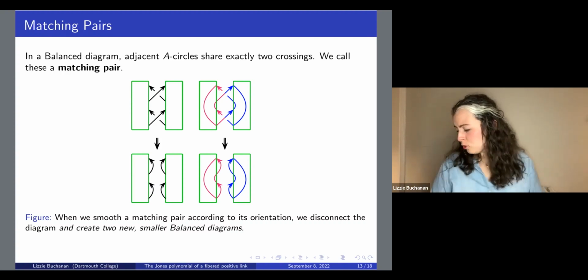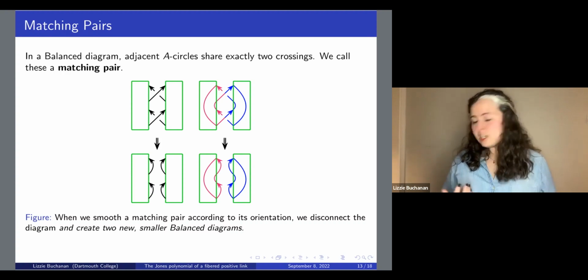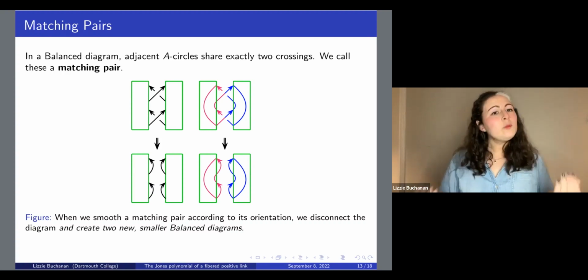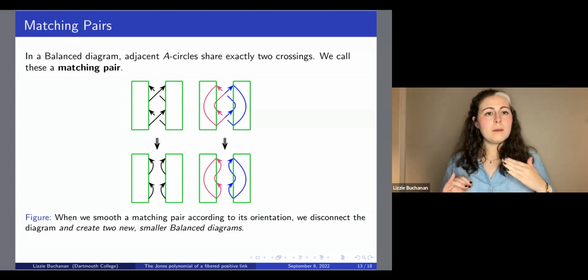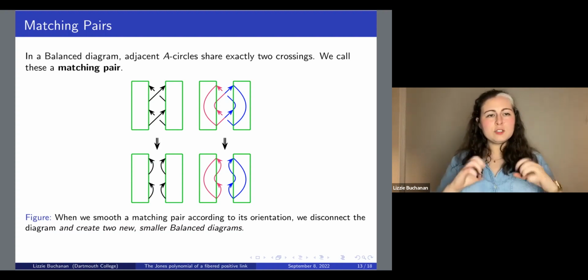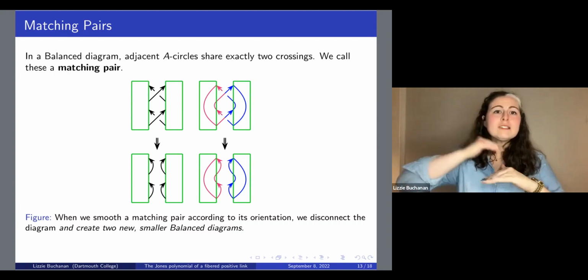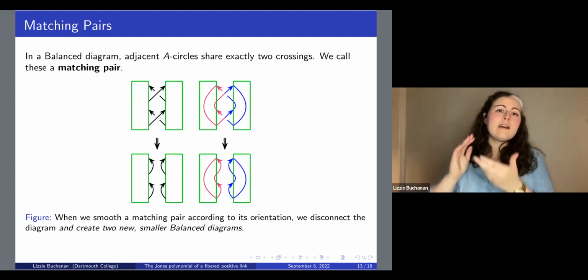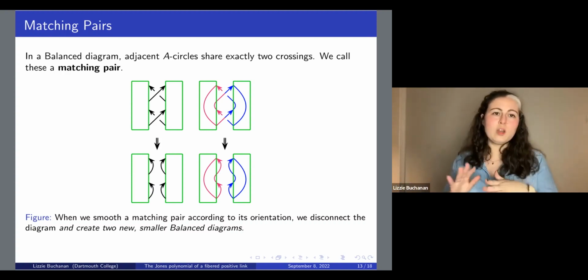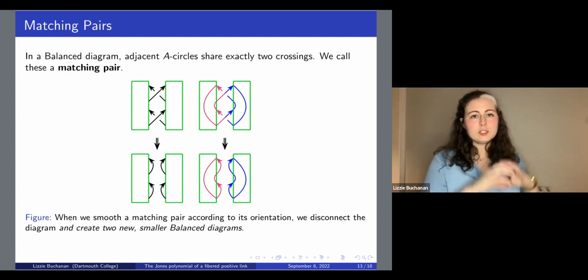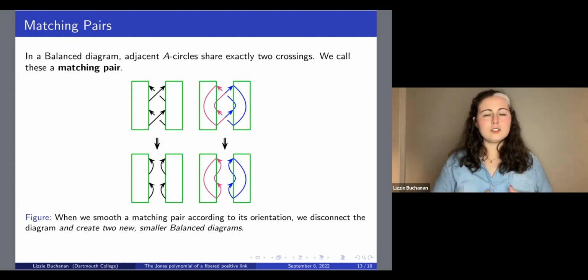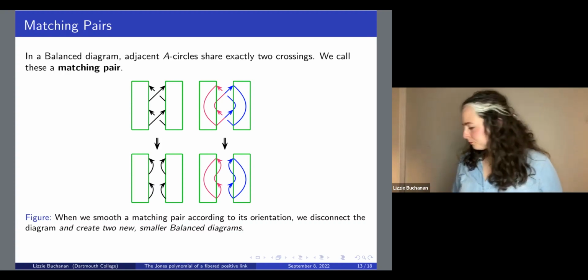And as shown here, when we smooth the matching pair according to its orientation, we disconnect the diagram and then we create two new smaller balance diagrams. So what's fun about that is that then we get the sense of, oh, we're splitting these into smaller things. So if we can start small, think tall, we are setting ourselves up to have a series of induction arguments. And that is what goes into the proof. We show things on these smaller diagrams, and then we can induct to show it to be true in general.